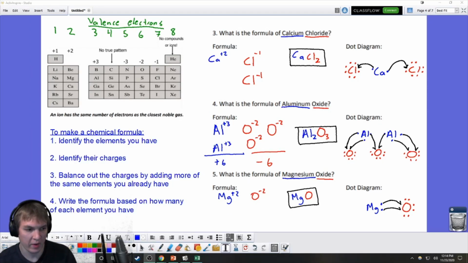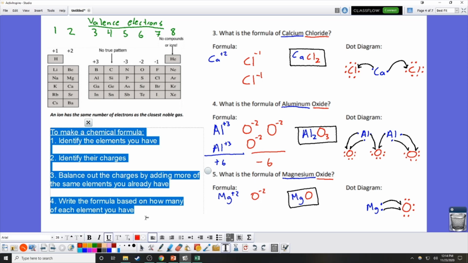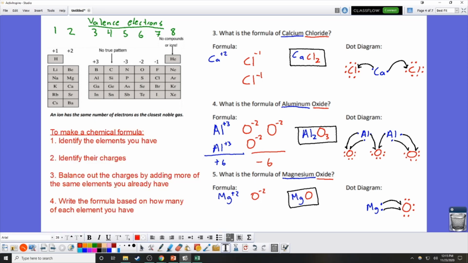All right, so just as a recap, I've typed out some instructions on how to solve for an ionic compound formula every single time. I'm going to go ahead and hide here, and then you can actually see these instructions. I'll change the font color so it pops out a little bit more. Basically, to make a chemical formula for these ionic compounds, the steps that we took were: 1, identify the elements that we had. 2, find out what those charges were. 3, balance out the charges by adding more of the same elements you already have. And then 4, write the formula based on how many of each element you have.